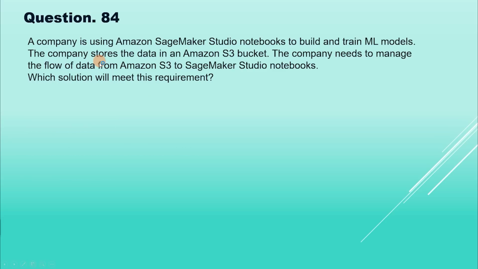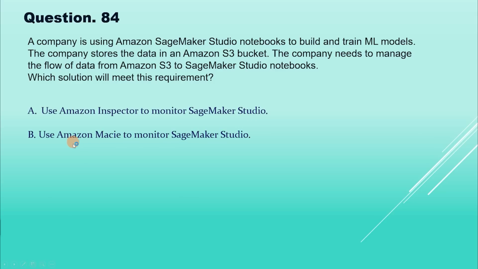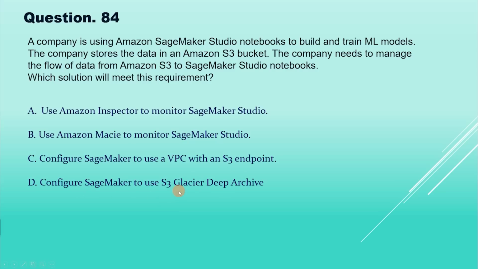Now question number 84. A company is using Amazon SageMaker Studio Notebook to build and train ML models. The company stores the data in an Amazon S3 bucket. The company needs to manage the flow of data from Amazon S3 to SageMaker Studio Notebooks. Which solution meets these requirements? Options are: A, use Amazon Inspector to monitor SageMaker Studio. Option B, use Amazon Macie to monitor SageMaker Studio. Option C, configure SageMaker to use a VPC with an S3 endpoint. Option D, configure SageMaker to use S3 Glacier Deep Archive. Try to guess the correct answer here.